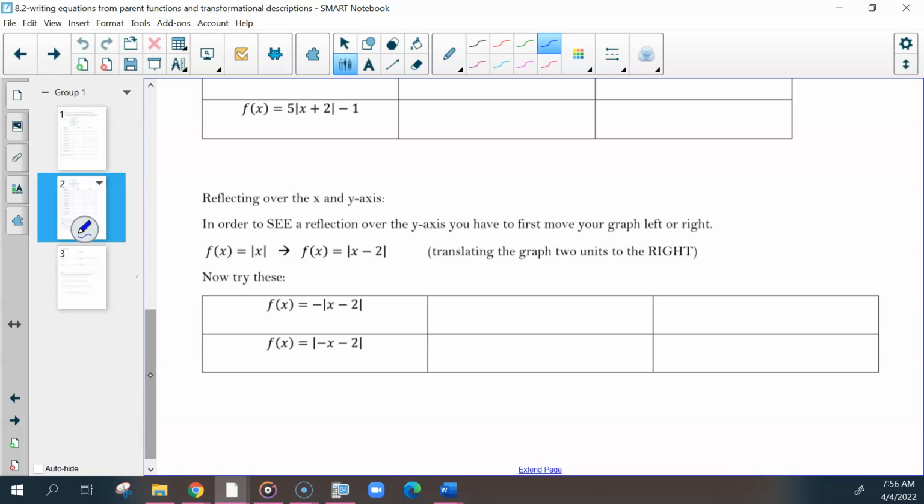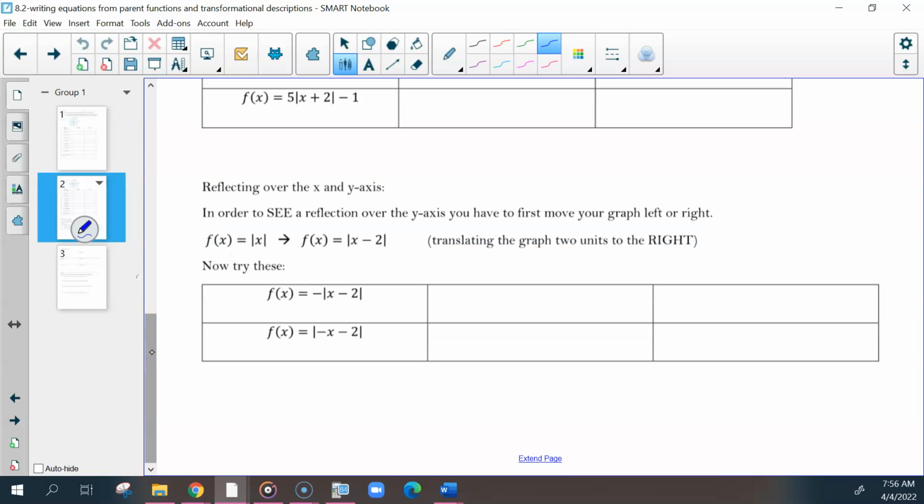in order to really see it, you have to move it left or right first. So here, we have a transformation where we're moving the graph 2 units to the right. So with this one, we know that because the negative is outside, it would flip upside down, reflect over the x-axis. They already told us this inside part is moving 2 units to the right. So we can fill out that first part.